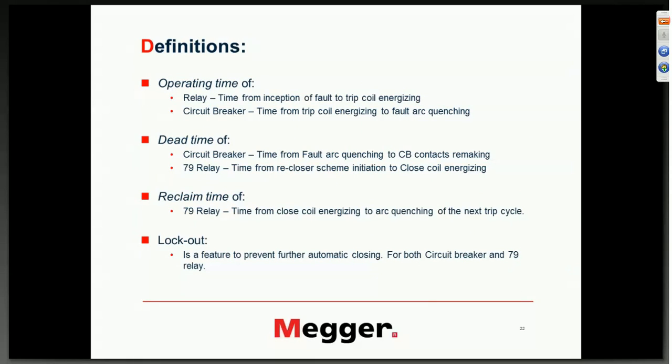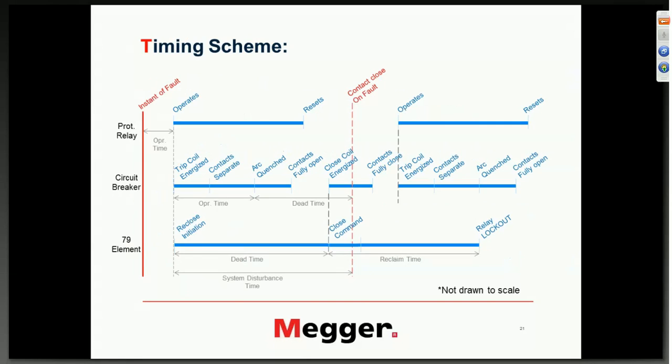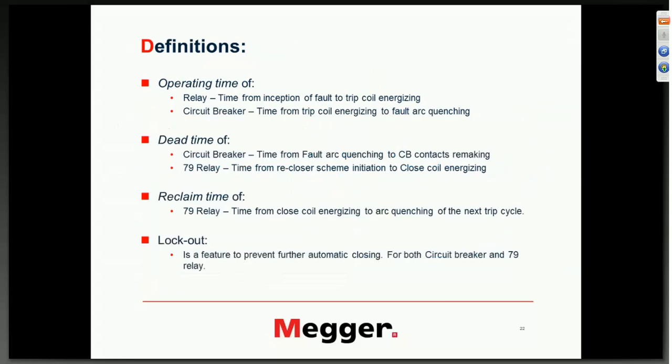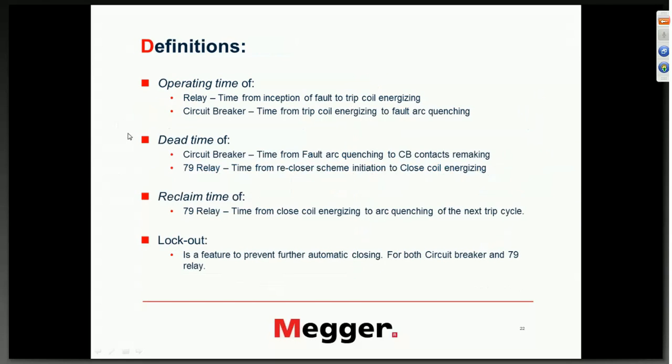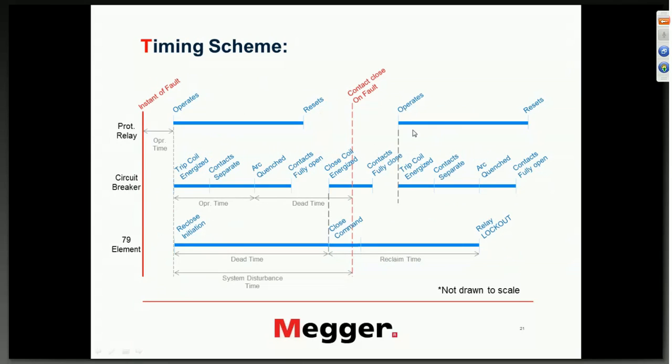We are going to see, I just have a slide which defines everything which is discussed in this slide. So the operating time of the relay means the time from inception of the fault to the trip coil energizing. That is the operating time of the relay. Operating time of the circuit breaker is the time from the trip coil energization to the fault arc quenching. That is this right here.